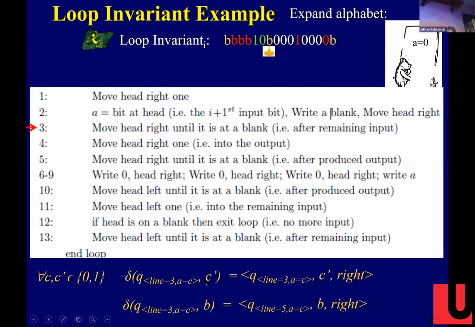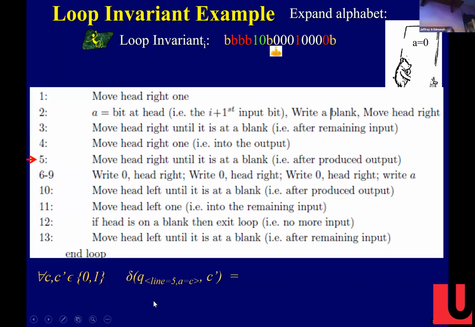Now we finished the line 3 table. We did 2 rows. We did line 3, A equals 0. Line 3, A equals 1, right? We just completed 2 rows of the table. And now we have a new state, and so we have to figure out what to do with that state.